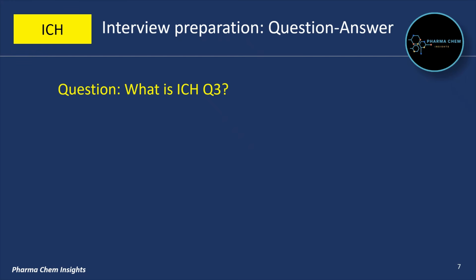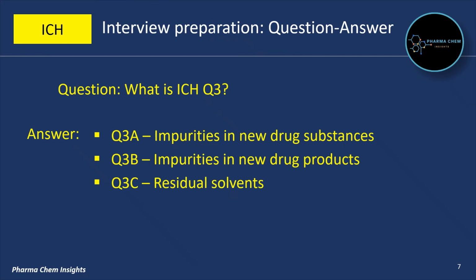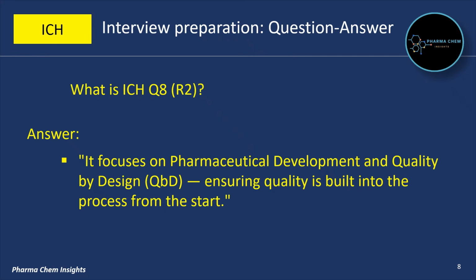Next question, what is ICH Q3? ICH Q3 guideline covers Q3A impurities in new drug substance, Q3B impurities in new drug products, Q3C residual solvents and Q3D elemental impurities. Next question, what is ICH Q8R2 guideline? The answer is this guideline focuses on pharmaceutical development and quality by design, that is QBD, ensuring quality is built into the process from the start.